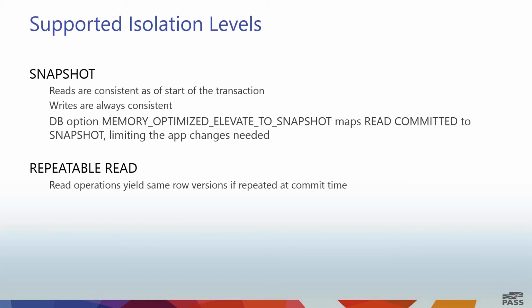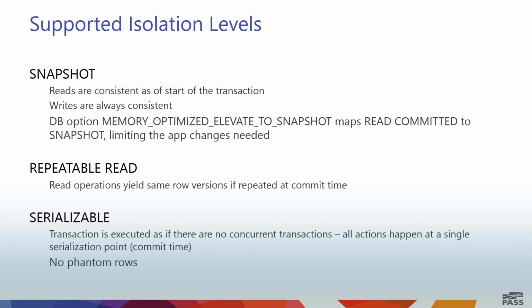And with serializable, in addition, it guarantees that there are no phantom rows. So if you perform any scan a second time at commit time, there are no additional rows that you would have missed. It's called serializable because transactions are executed as if there are no concurrent transactions. If you take every committed serializable transaction, you can create one serial order of executions.